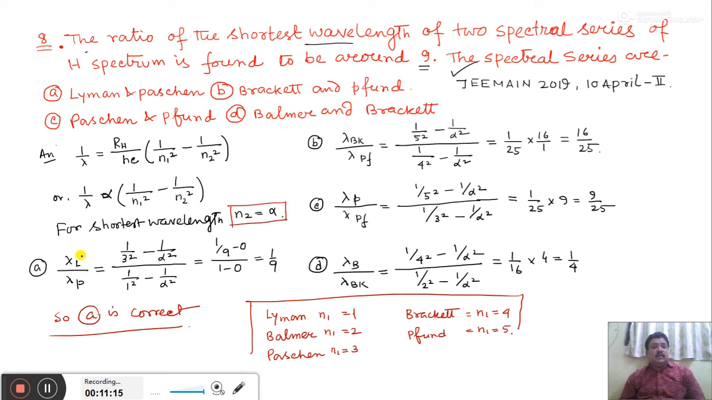Now we calculate λ Lyman by λ Paschen, λ Brackett by λ Pfund, λ Paschen by λ Pfund, and λ Balmer by λ Brackett. We get, in the first case, λ Lyman by λ Paschen is 1 by 9. So option A is correct.